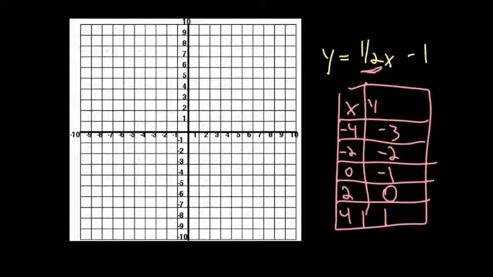So now I can put these points on my graph. I got a point at -4, -3. Then -2, -2. Then 0, -1. Then 2, 0. And then 4, 1. So I connect my points. They make a line, so I know I did it correct. And then each one of those ordered pairs is a solution to that equation.